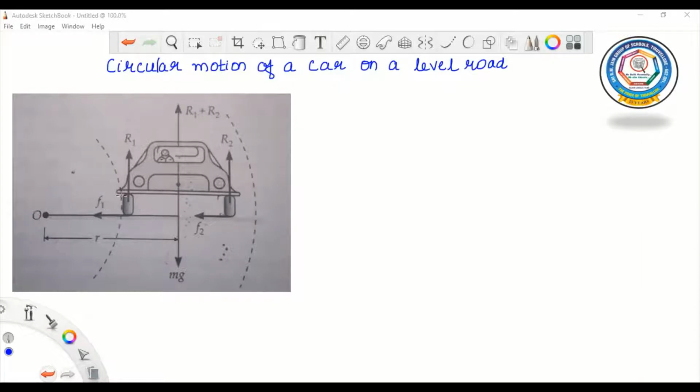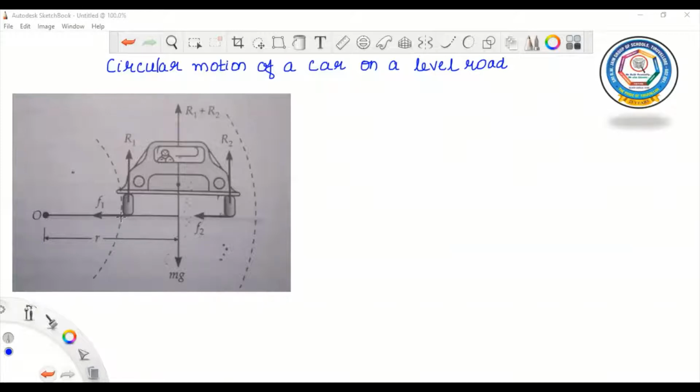Now let us consider a car of weight mg going around a circular road of radius r with constant speed v. So the weight of the car is mg. The car is going around a circular level road of radius r with constant speed v. While taking the turn, the tires of the car tend to leave the road and go away from the center of the curve.